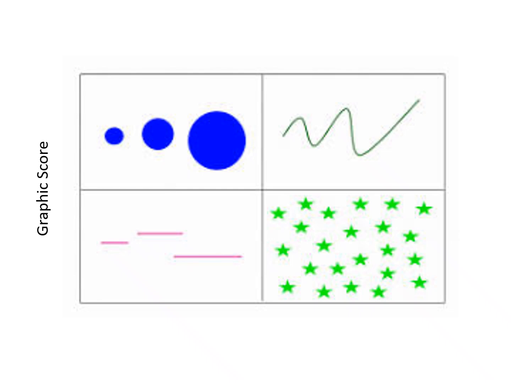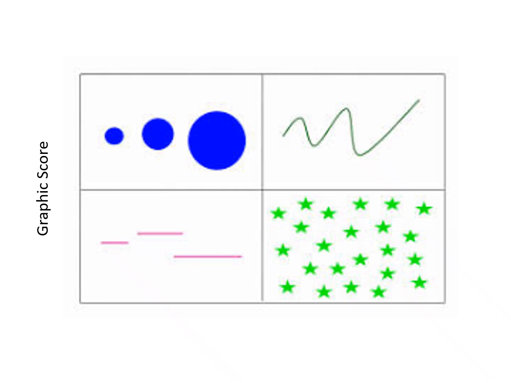Here is an example of a very simple graphic score. As you can see, there are 4 sections. You could ask the children to just focus on one of the boxes to begin with. Maybe vocalize it first before moving on to their instruments.